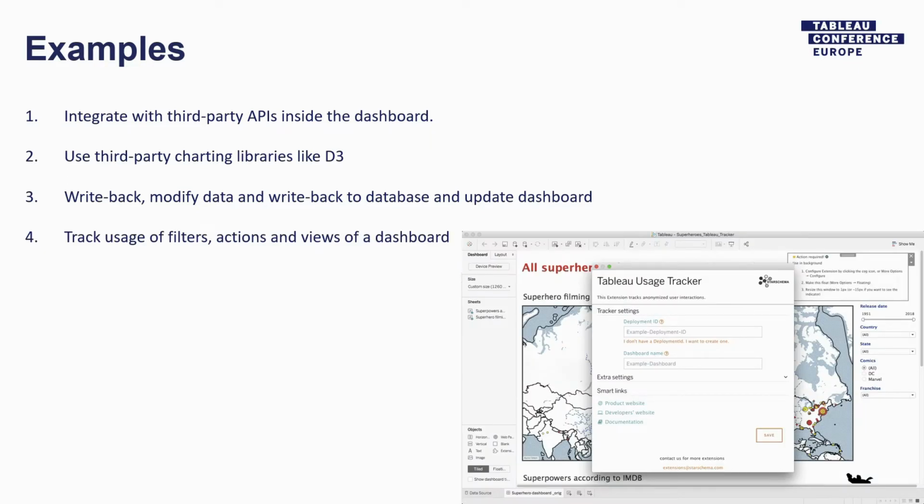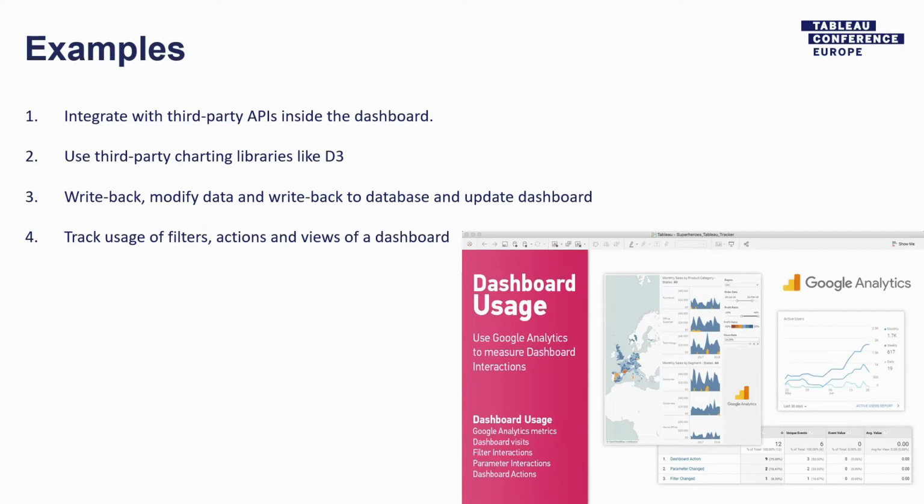You can also do things like track the usage of dashboards, and Star Schema has an extension called Tableau Usage Tracker, and we also have an extension called Dashboard Usage. And these extensions are very good to see how people use your dashboard. So if they are using filters, for example, if they click on a map or not, so sometimes you just assume they click on a map. But with this extension, you can really track the activity on how people use your dashboard and improve your dashboard.